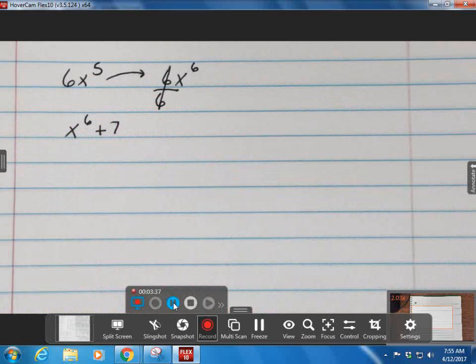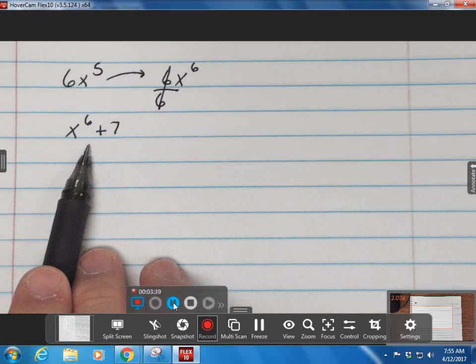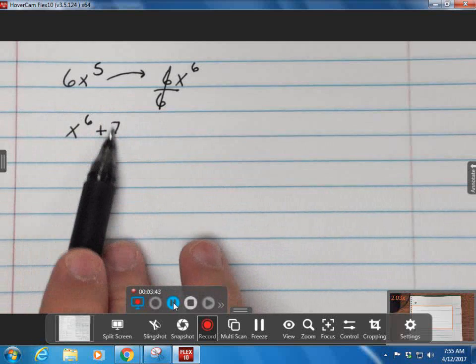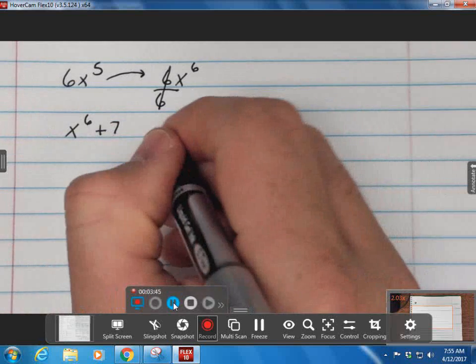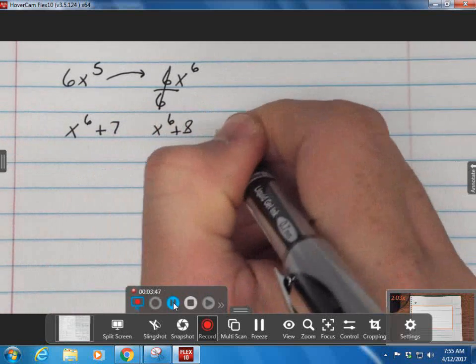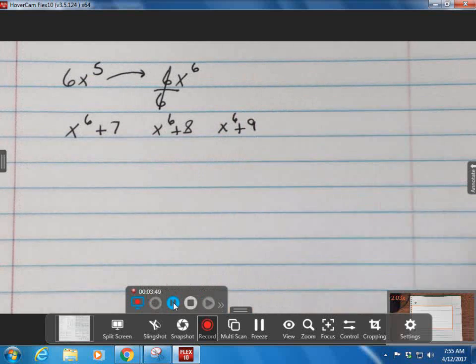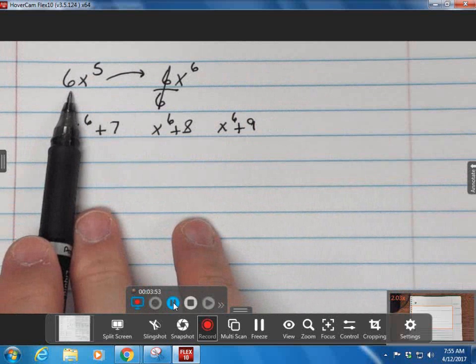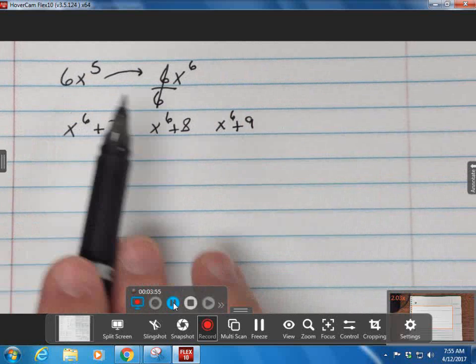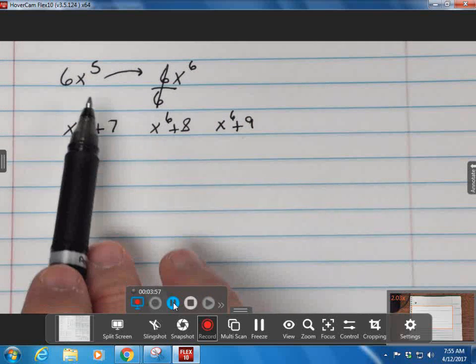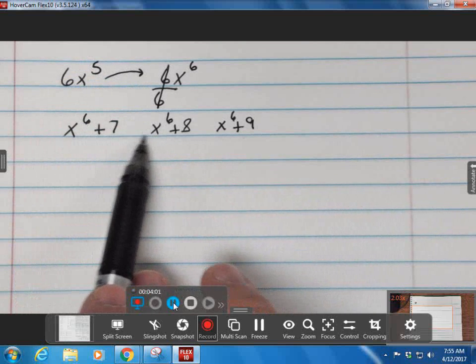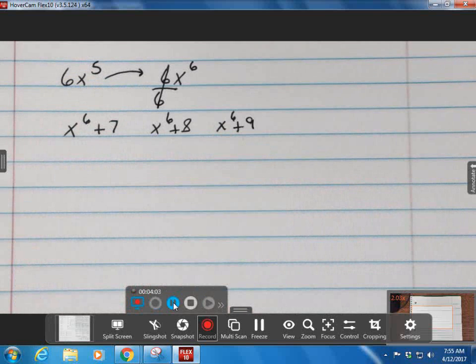What if you got x to the sixth plus 7 and I ask you to find the derivative of that? Is it 6x to the fifth? Yes, because the constant's derivative is always 0. What about x to the sixth plus 8 or x to the sixth plus 9? If you find the derivatives of any of these, you get 6x to the fifth power. So really, truly, in order to find the antiderivative of 6x to the fifth, it could be x to the sixth plus any constant. Here's how we fix that.